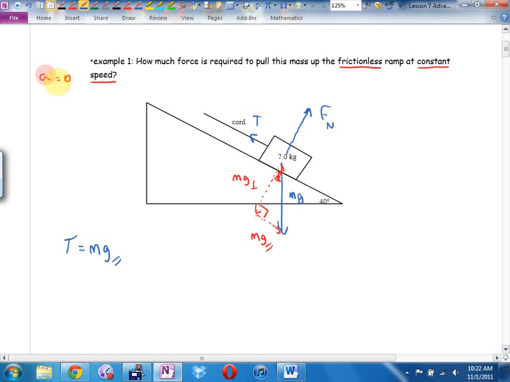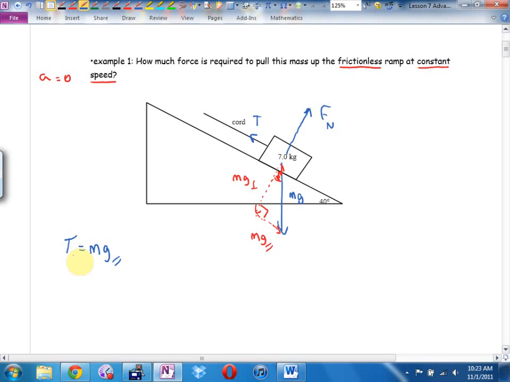In fact, you know what, Brett? This is mathematically the same as yours that was standing still, because standing still means no acceleration as well. Einstein was the one who said, you're standing still, you're moving at a constant speed, you can't tell a difference, and mathematically there is no difference. Oh, and I think tension is what they want me to find when it says how much force is required to pull this mass up at a constant speed.